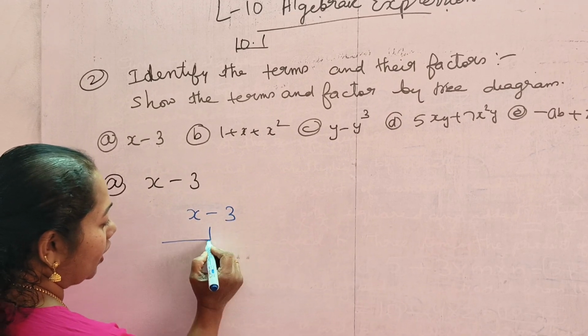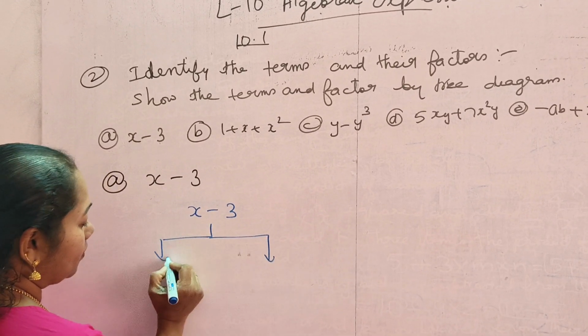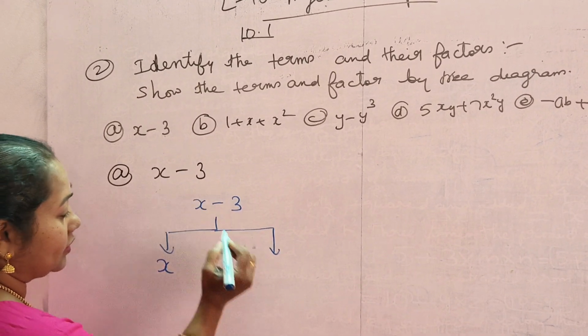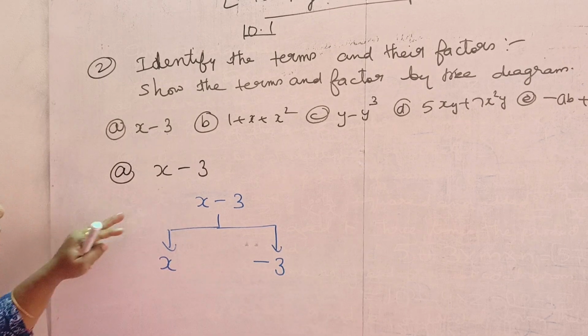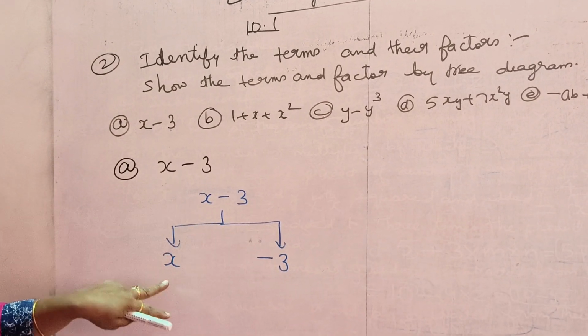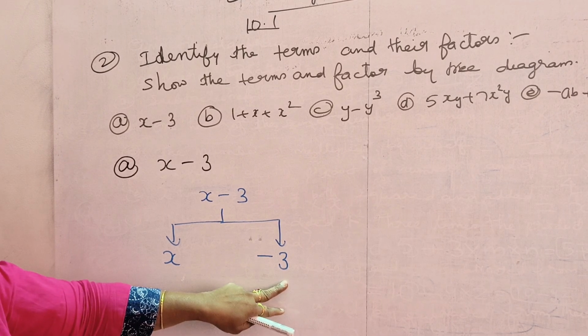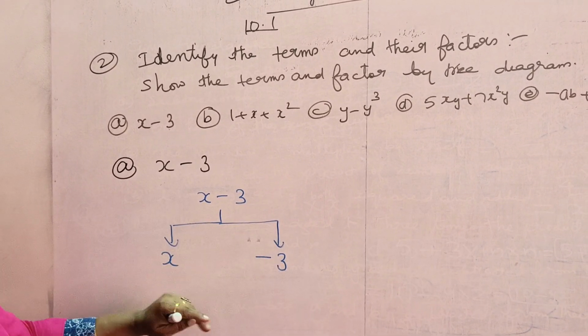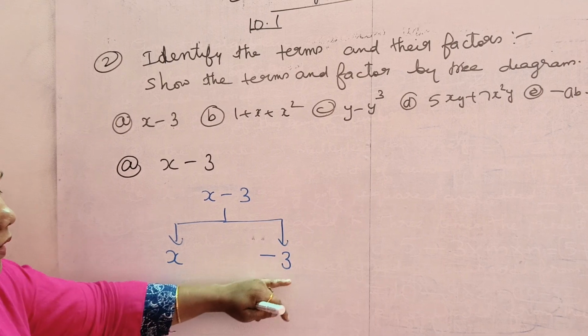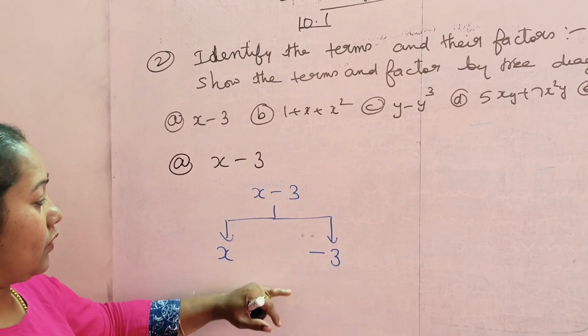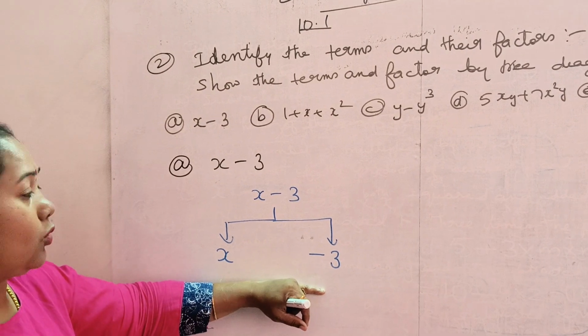In this way, you have to mention which are the factors here. x is the one factor and the other one is minus 3. This is the tree diagram and we have found that the terms are x and minus 3, the two terms. Here x is x itself, minus 3 also minus 3 itself. So we don't have to go further. Only up to this we have to complete this one.